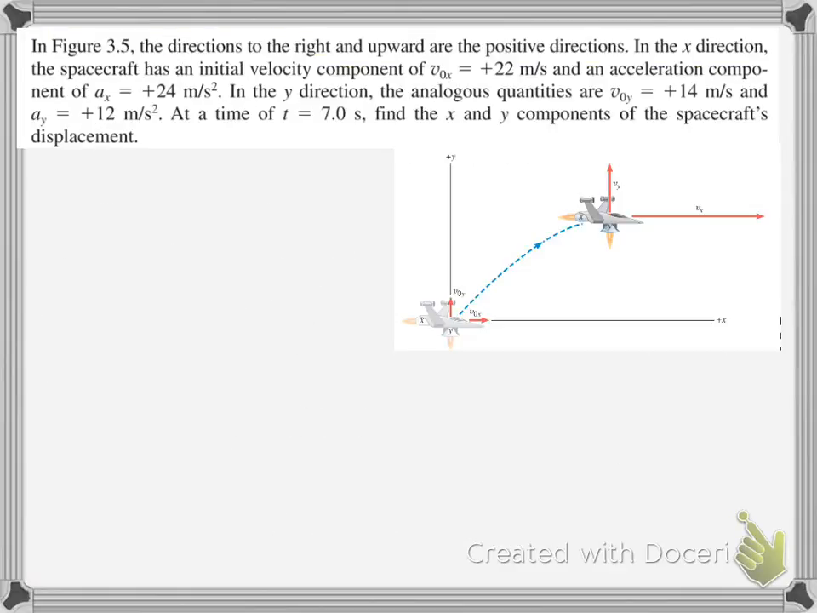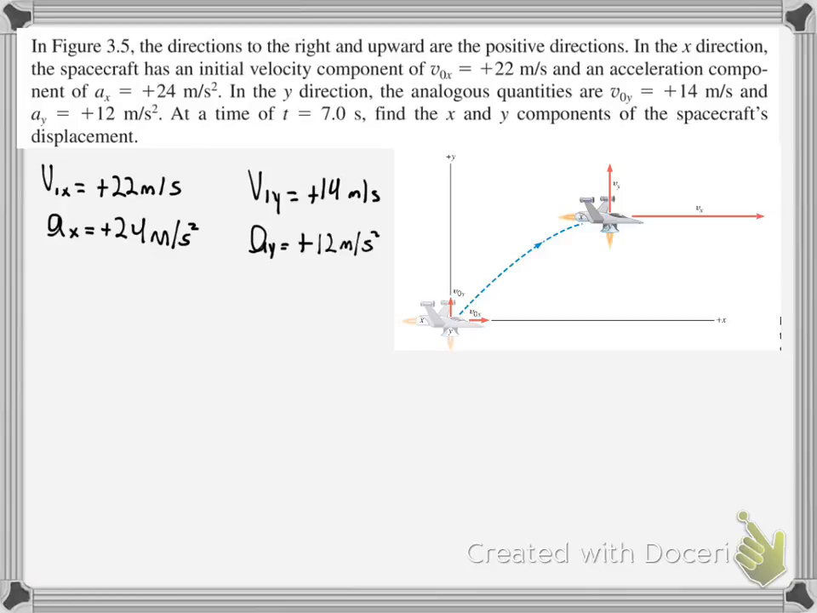Okay, so this problem says in figure 3.5, which is a little figure here, the directions to the right and upward are the positive directions. In the x direction, the spacecraft has an initial velocity component of v initial in the x equals 22 meters per second and an acceleration component of 24 meters per second squared. So we write down our variables. Our initial velocity in the x is 22 meters per second, and our acceleration in the x is 24 meters per second squared. It tells us in the y direction, the analogous quantities are v initial in the y is positive 14 meters per second, and acceleration in the y is 12 meters per second squared.